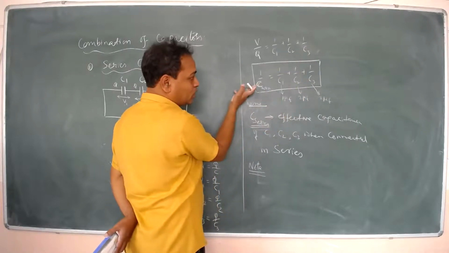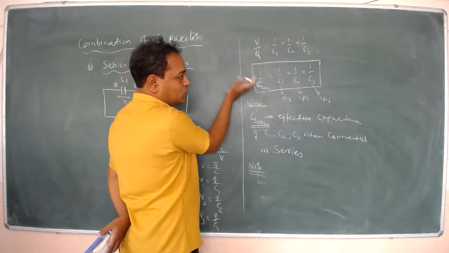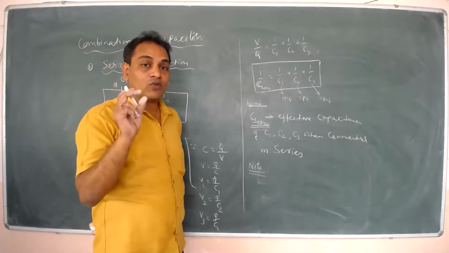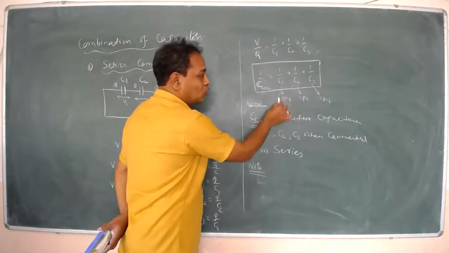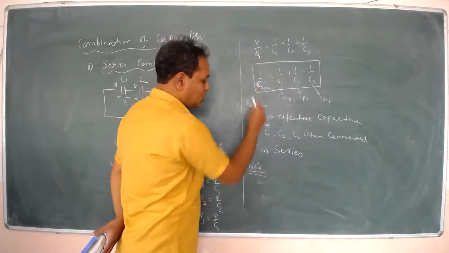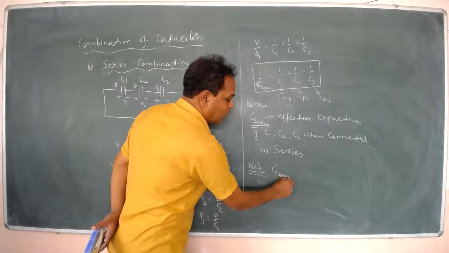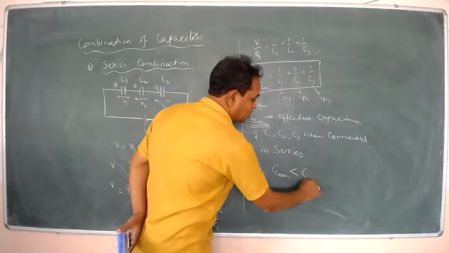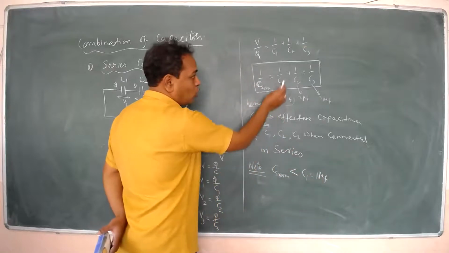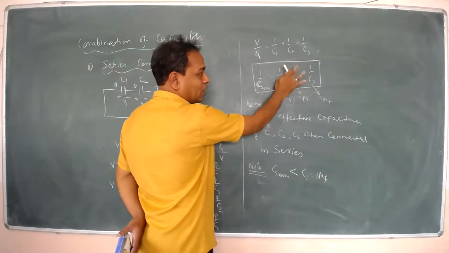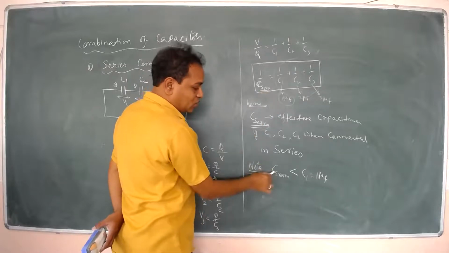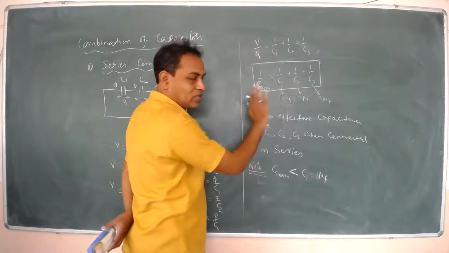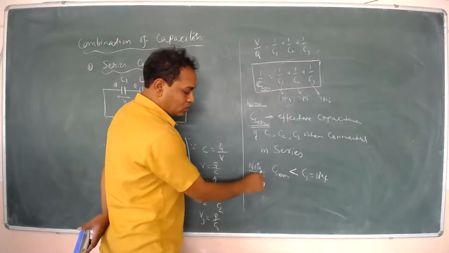We have to reverse the result, because we have to get C series. So whatever value we finally get for C series will be less than the least value. In this case, C series will be less than C1, which is 1 micro. After solving the entire thing, whatever final answer you get for C series will be less than the least one, meaning less than 1. This is one thing to keep in mind.